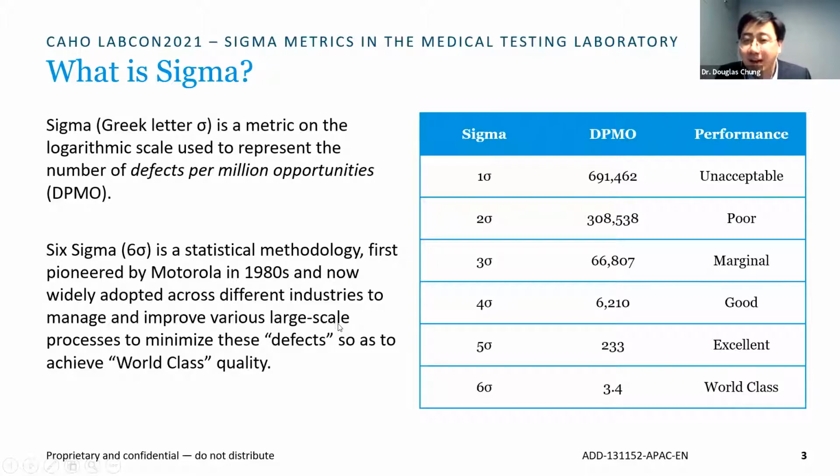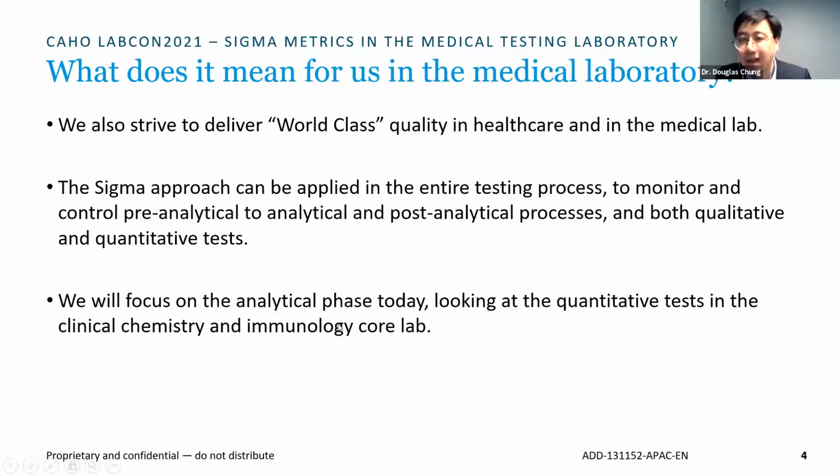Now, for us in healthcare and in the medical lab, we also strive to deliver world-class quality. That's why we're using the sigma approach, because we process millions of patients every day. We process millions of test results every day. These are high volume processes. And this sigma approach can be applied to the entire testing process to monitor and control the pre-analytical, analytical, and post-analytical processes, and for both qualitative and quantitative tests.